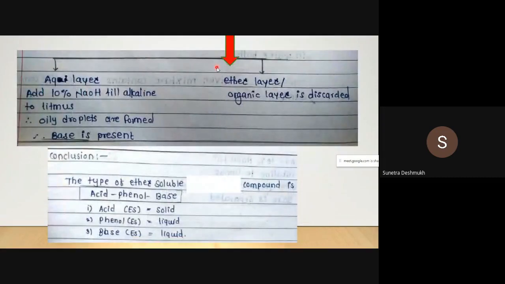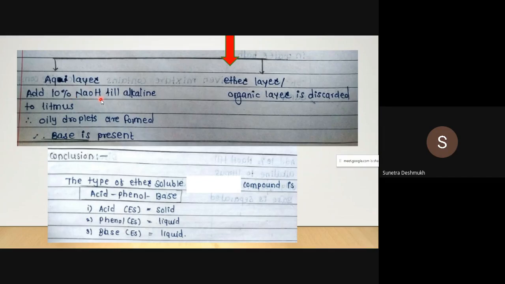Again after checking properly, the two layers will separate, the ether layer and the aqueous layer. We have to take out the aqueous layer. Here we got our aqueous layer. The ether layer is still in our separating funnel. So the aqueous layer, now we have to neutralize with 10% sodium hydroxide. Now one more liquid component is present. Again here also, we add 10% NaOH to the aqueous layer.